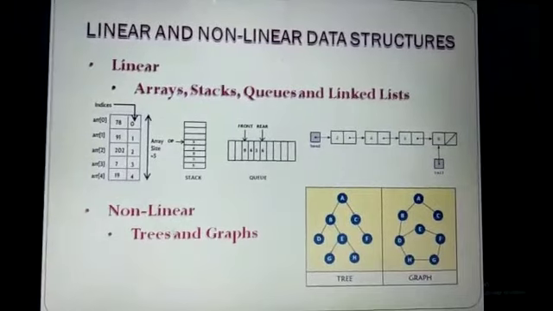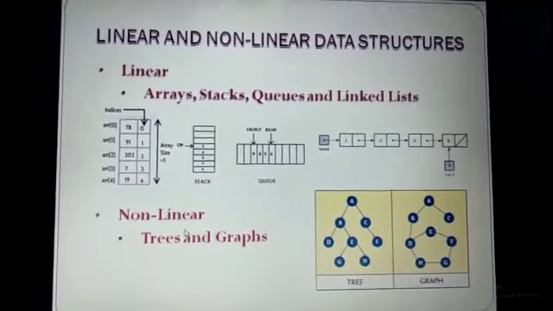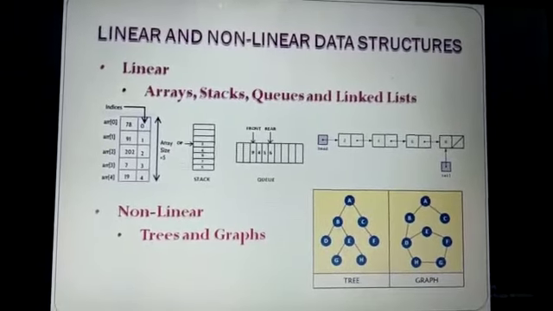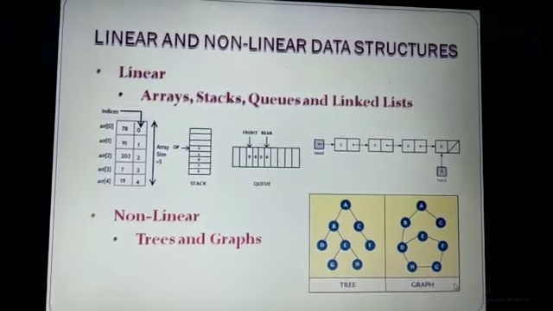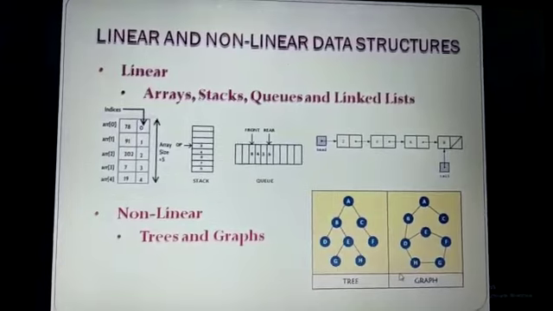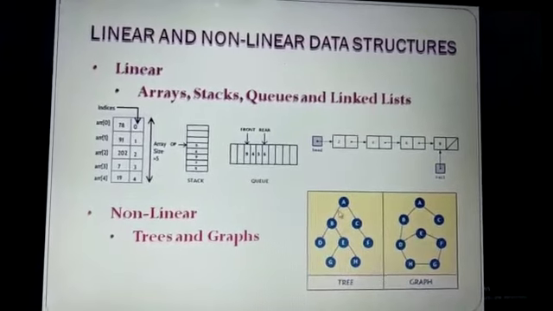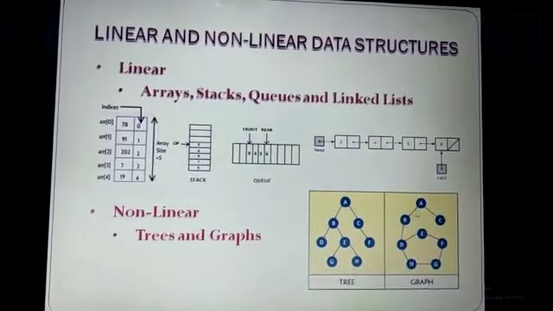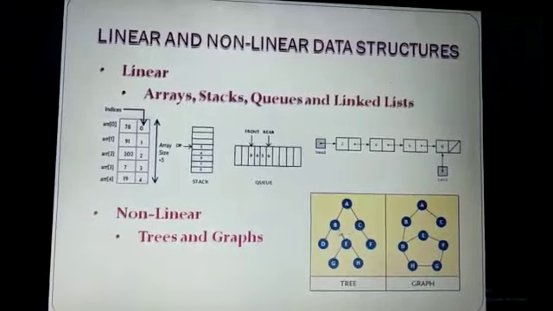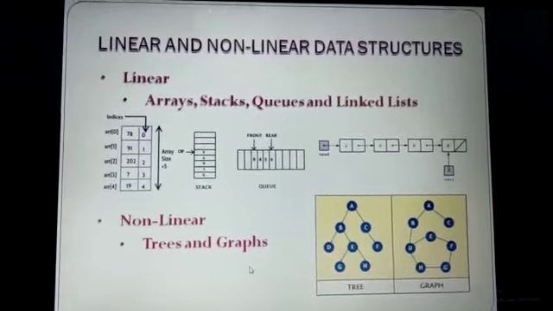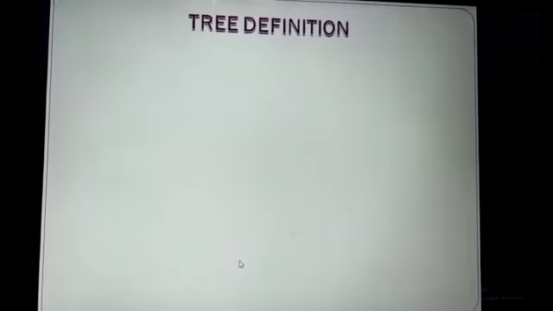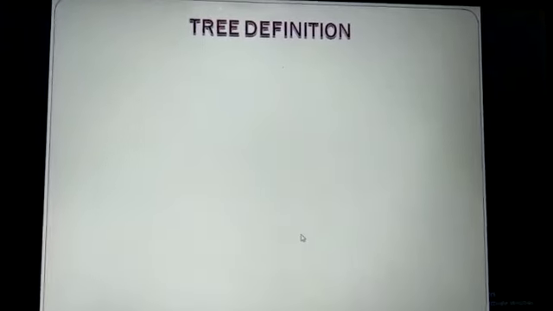A data structure is said to be non-linear if the elements are arranged at different levels. Trees and graphs are the example for non-linear data structure. In this diagram, you can see the elements are arranged at various levels: level 0, level 1, level 2. Then these are called as non-linear data structure. Then next we are going to learn about the tree definition.